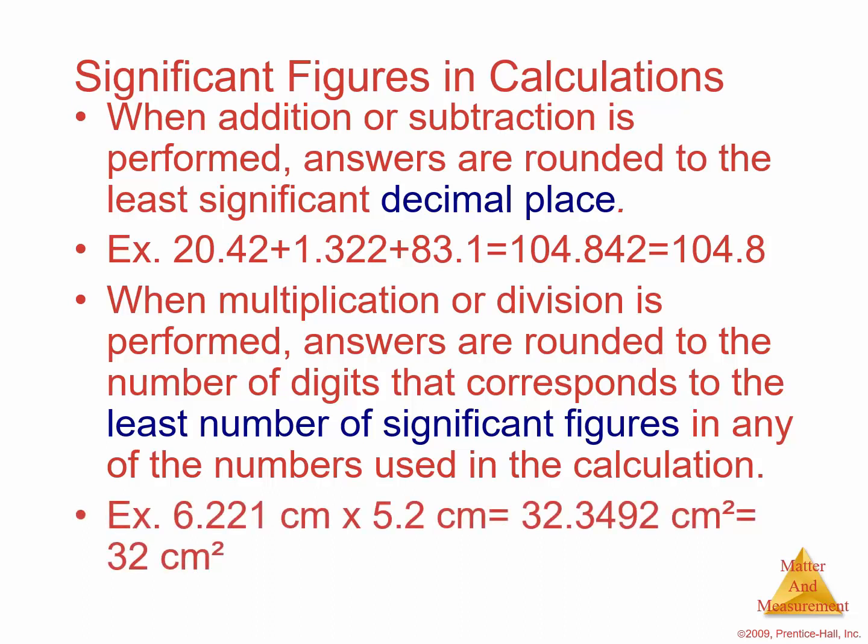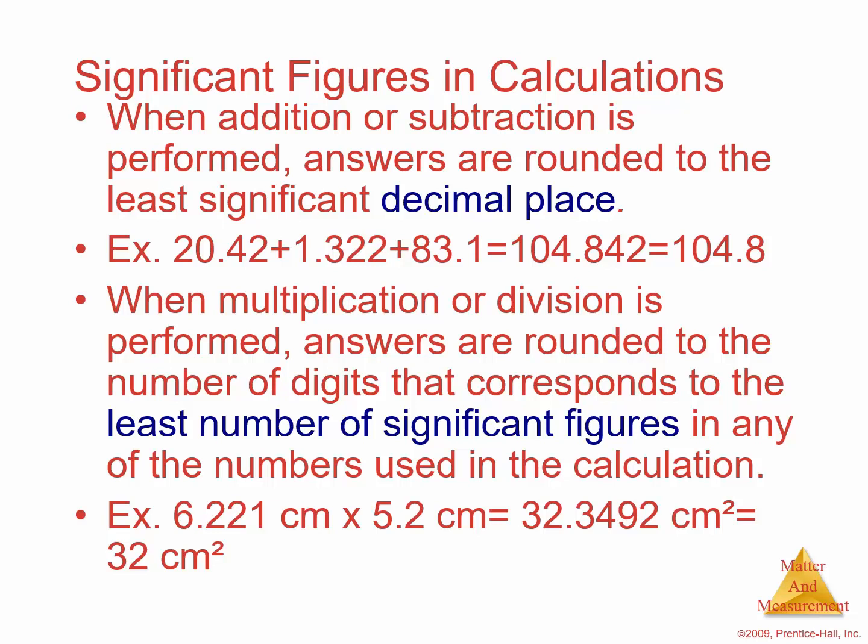For example, if you want to find the area of a box with these dimensions, 2.221 centimeter length and 5.2 centimeter width, here we must look at the number of significant figures. Here all these non-zero digits are significant, 1, 2, 3, 4. Here we have 4 significant figures. Here we have 2 significant figures, and this is the answer.